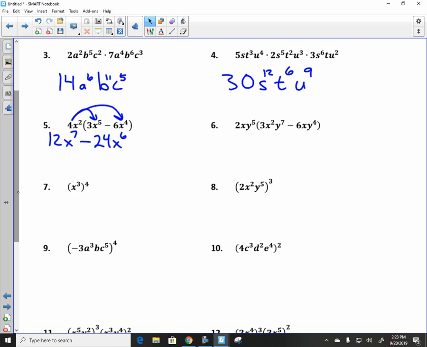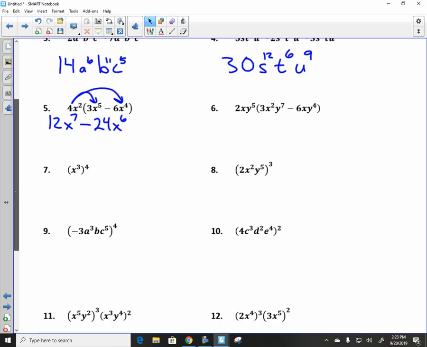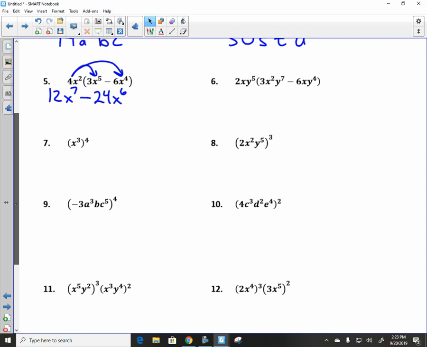Try number 6 on your own. I've got 6x cubed y to the 12th minus 12x squared y to the 9th. We good? So then what makes number 7 different? What makes 7 different?